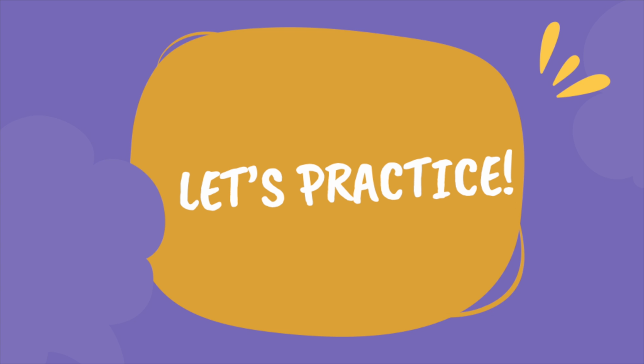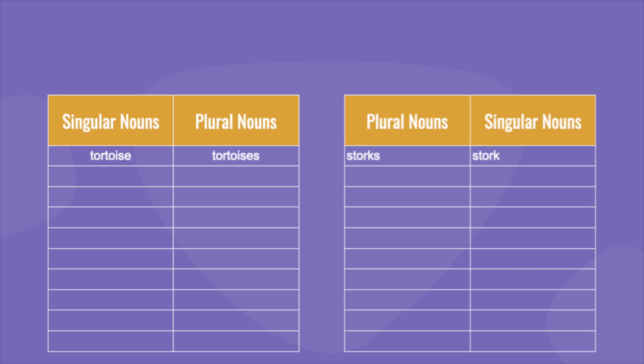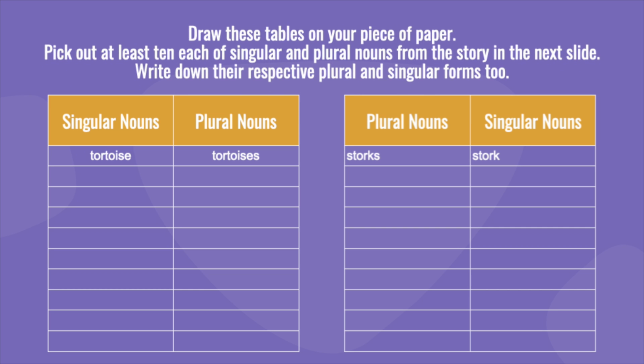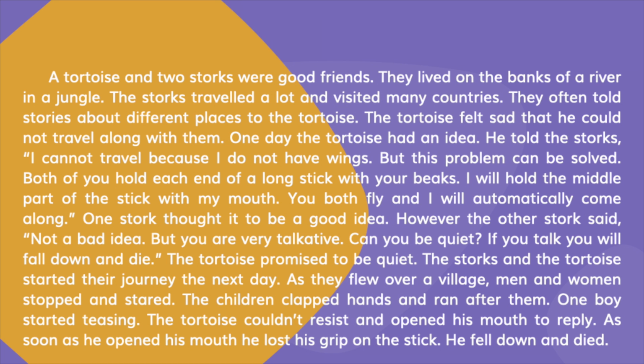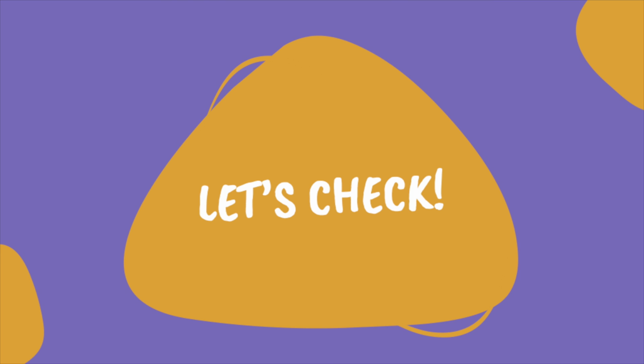Let's practice what you've learned with this short activity. Grab a piece of paper and a pen or pencil. Draw this table on your piece of paper. Pick out at least 10 each of singular and plural nouns from the story in the next slide. Write down the respective plural and singular forms too. Continue watching the video to check your answers.